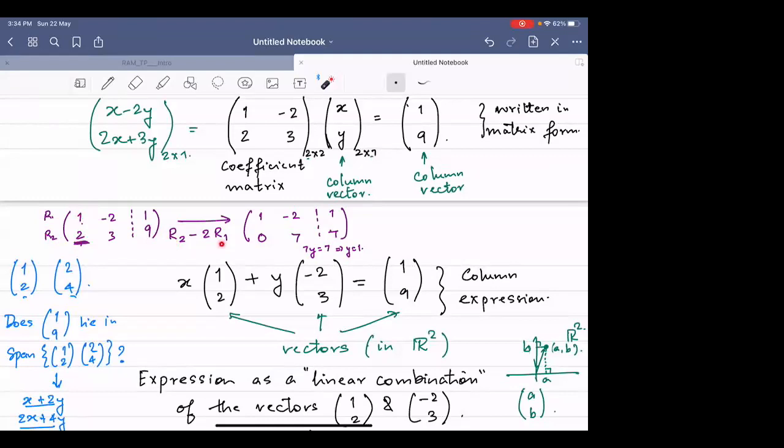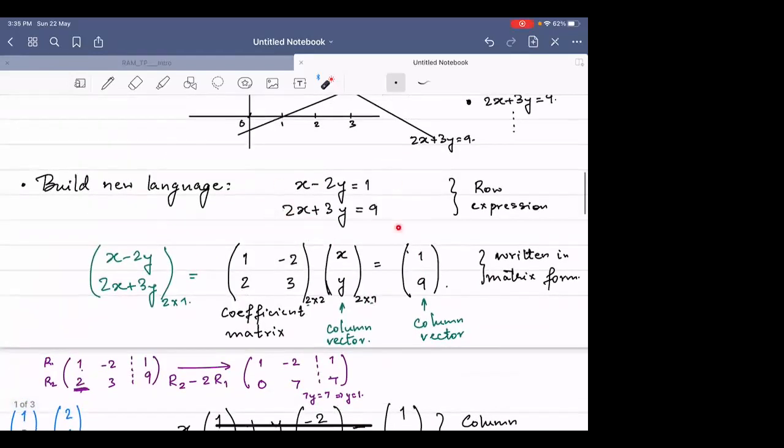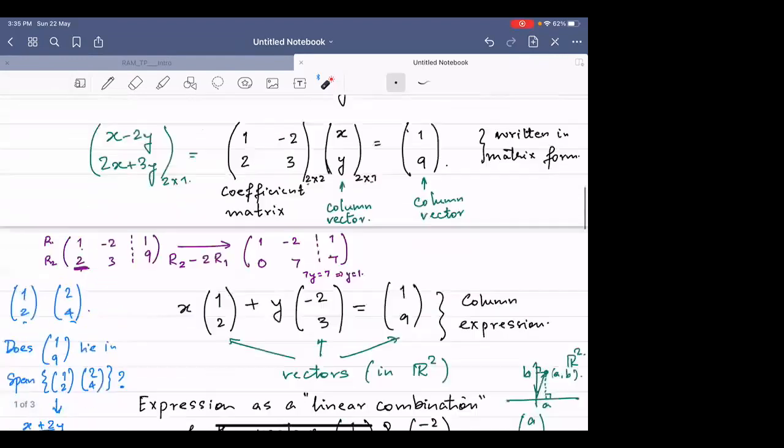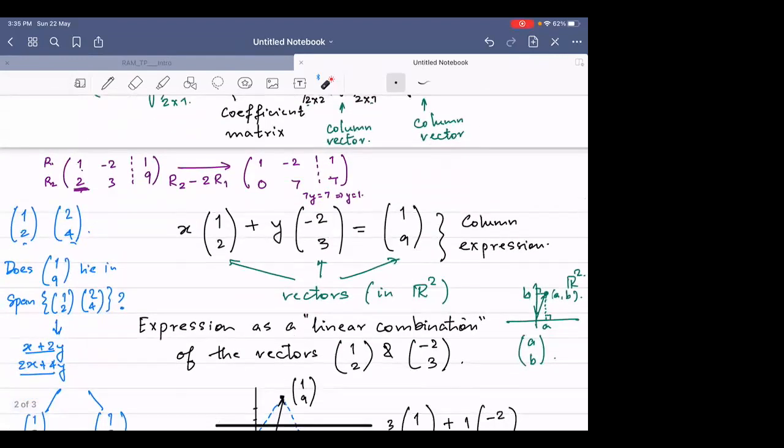Okay, because this is a row operation, this is not just an element. You don't want to change your original system. You still want to have the same system, so you do the operation for the entire row. So 3 minus twice this will give me 7. 9 minus twice 1 will give me 7.